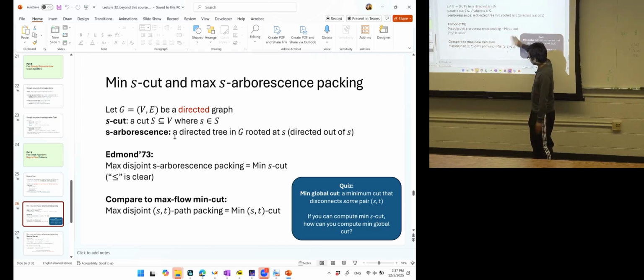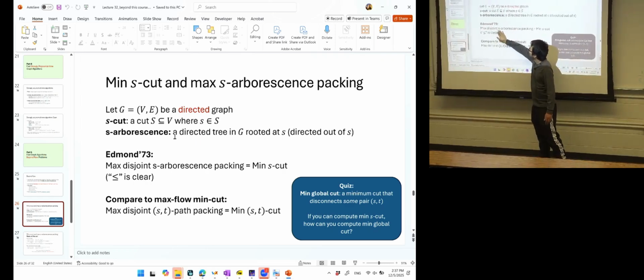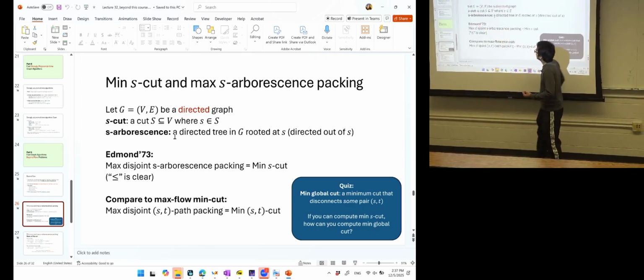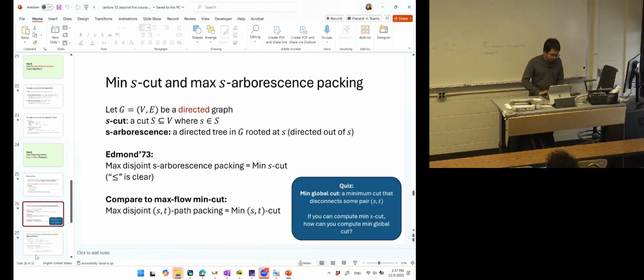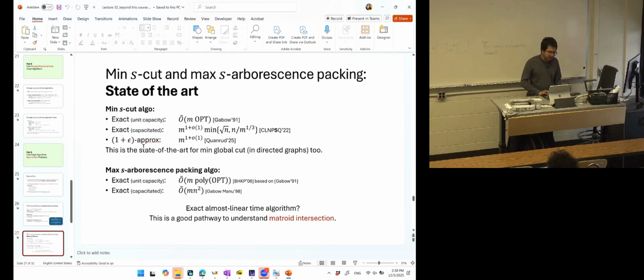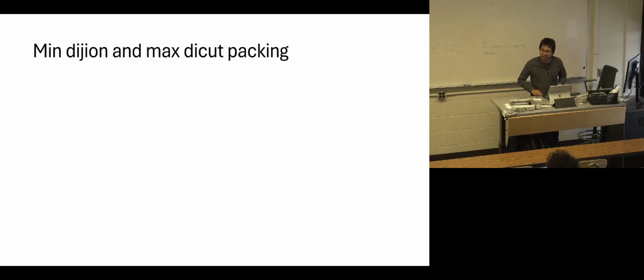This is similar to max flow min cut, but it's about trees. Max flow min cut is about packing S-T paths, and here it is about packing trees rooted at S. It's a nice theorem, but unlike max flow min cut, the state of the art is still not linear time. Now another problem that is nice to at least be aware of is dijoint.